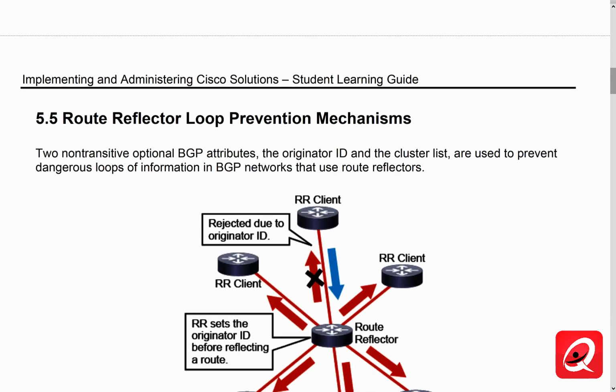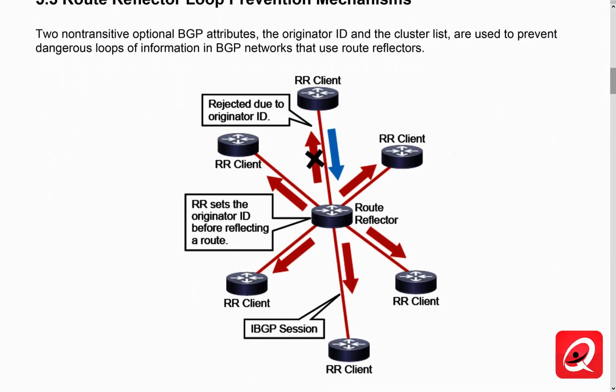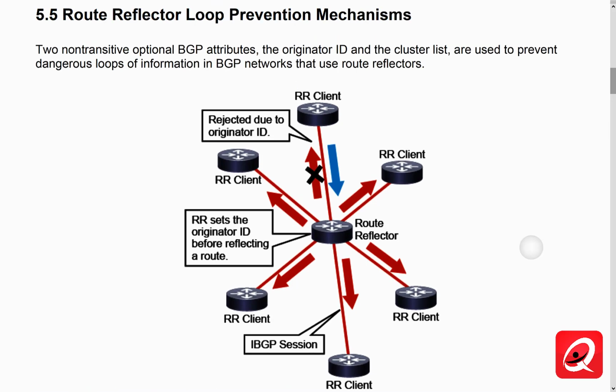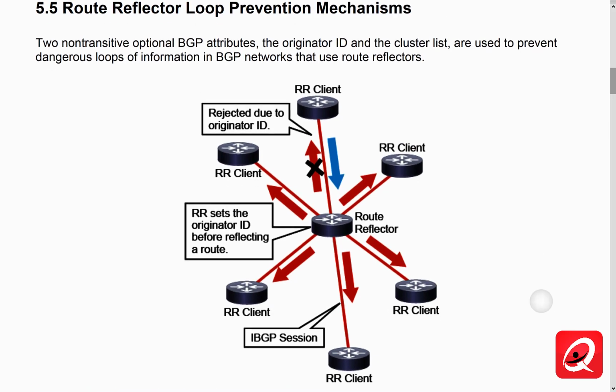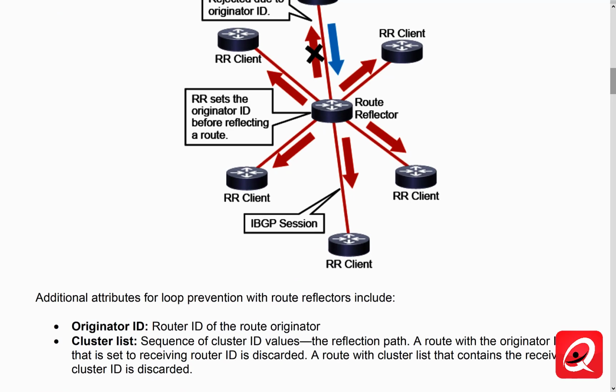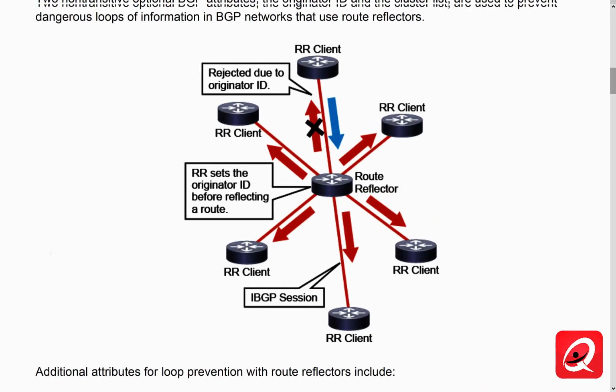All right. I mentioned this already in one of our previous sections, but I want to talk about this again because this is really important. How do we prevent loops with route reflectors? Every time a route is reflected, the router ID of that originating iBGP router is stored in the originator ID BGP attribute. They mention that down here. Attributes that are used for loop prevention include originator ID and cluster list.